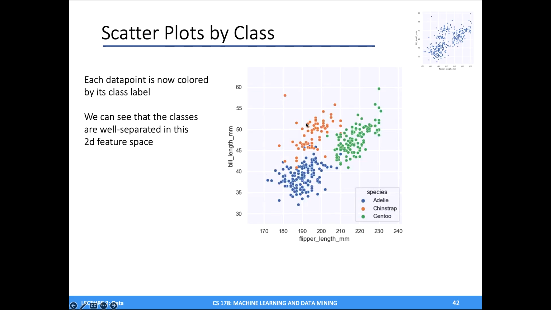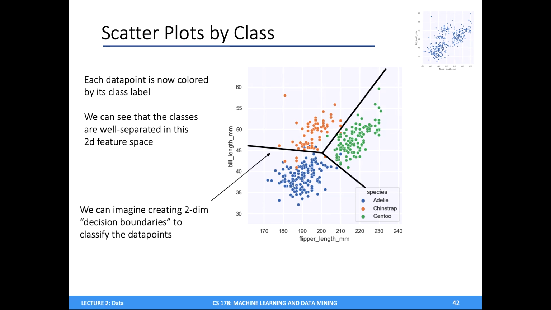Another thing we can do with scatter plots is distinguish our data points per class. So what I've done now is I'm looking at that same scatter plot that we were looking at before, except now every data point is colored based on its class label. So all the orange dots are all my chinstrap penguins, all the green dots are my Gentoo penguins, and all the blue dots are my Adelie penguins. And what you can see is that these classes are actually very well separated in this sort of 2D feature space.